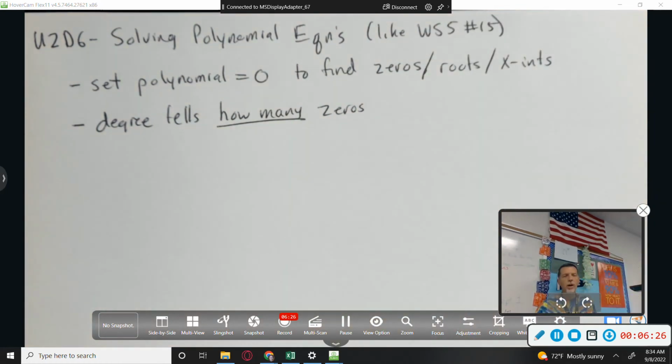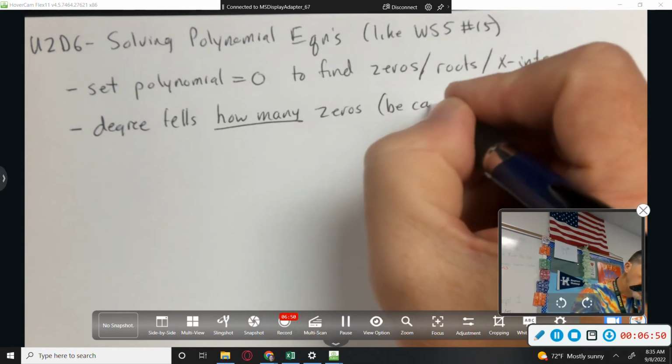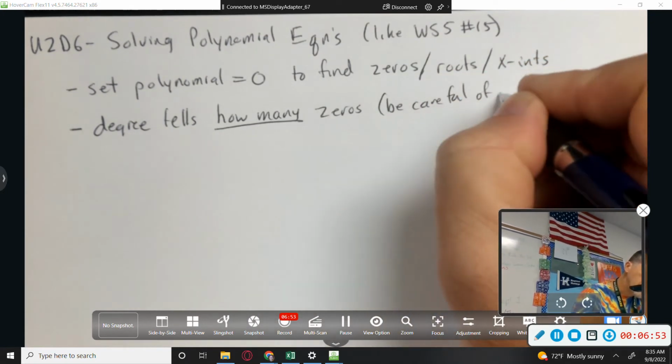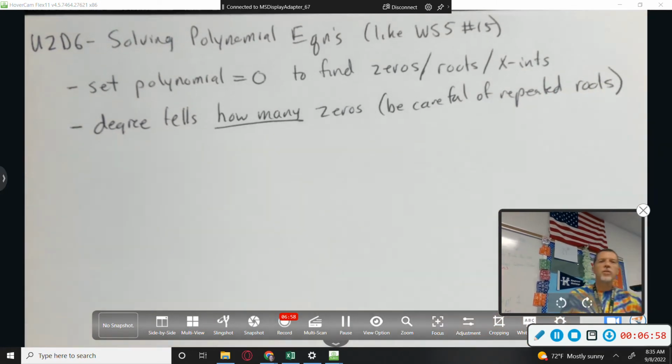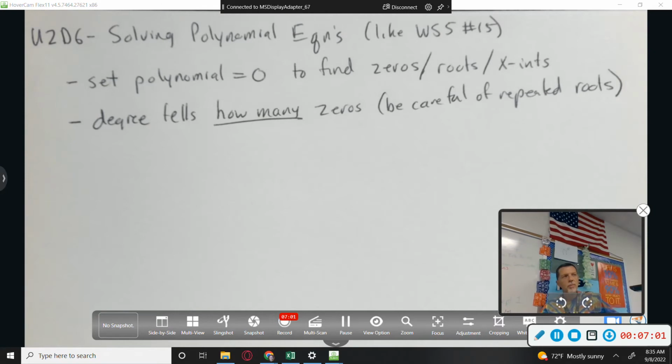The degree tells you how many zeros. Sort of. What do I mean sort of? What do I have to be careful about there? When does it not exactly tell you how many zeros there are? Or when do we have to be careful? When there's a double or a triple. So if you have a repeated root, let's just say be careful of repeated roots. I would still say it has 4 zeros, but you have to be careful if one of them is a double zero or a double root.